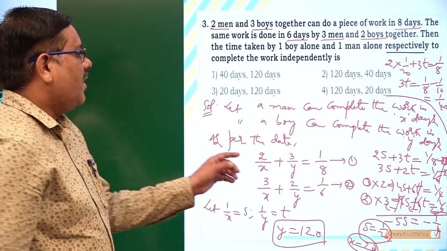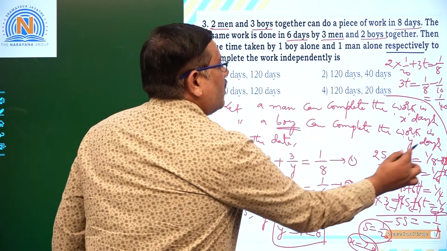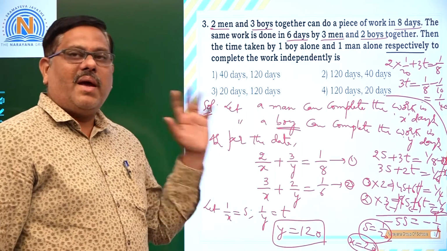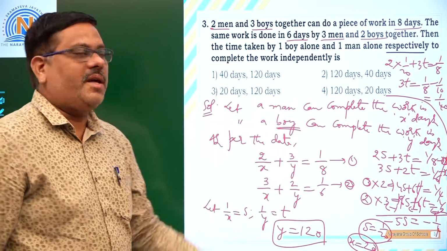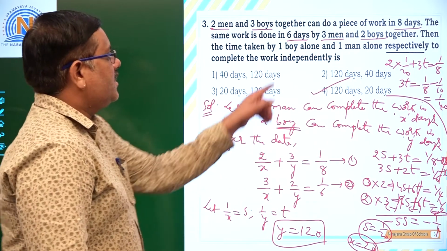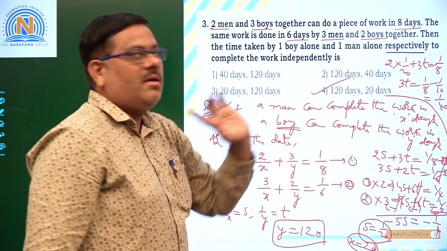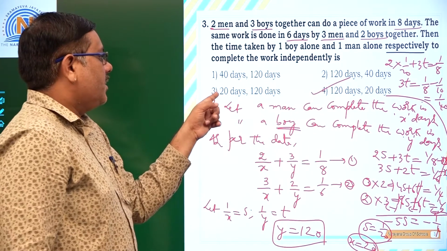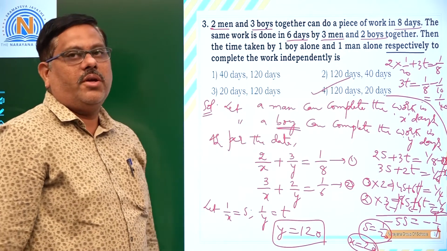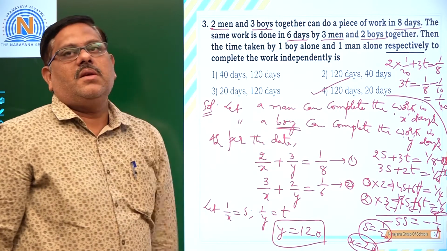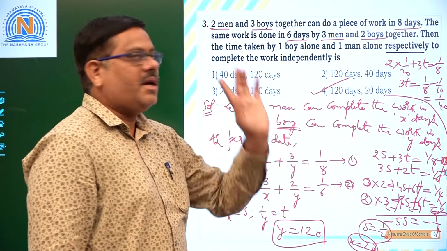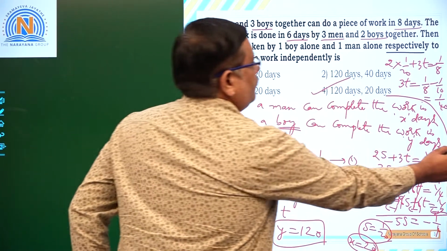What is y? Y is the number of days a boy can take to complete the work. So a boy can complete the work alone in 120 days and a man can complete the work alone in 20 days. So respectively means 120 days and 20 days is the right answer. First he is asking boy, next he is asking man, respectively in the same order. Of course here also there is 20 and 120, but this is what we have to consider because respectively is the crucial word here. First boy, next it is man. A boy can complete in 120 days, a man can complete in 20 days, so this is the right option for us. Now let us see the next question.